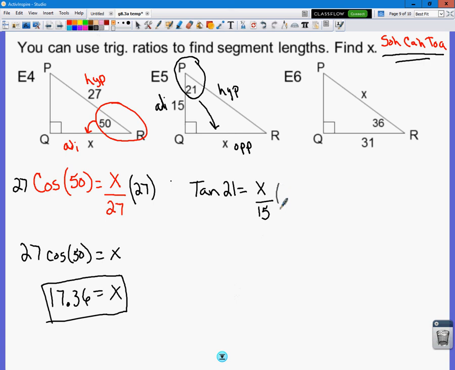And to get x by itself, I'm going to multiply by 15. And this is what ends up getting keyed into the calculator. And you should end up with 5.76.